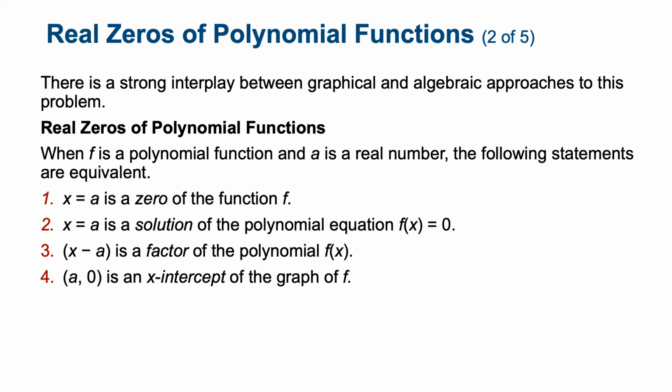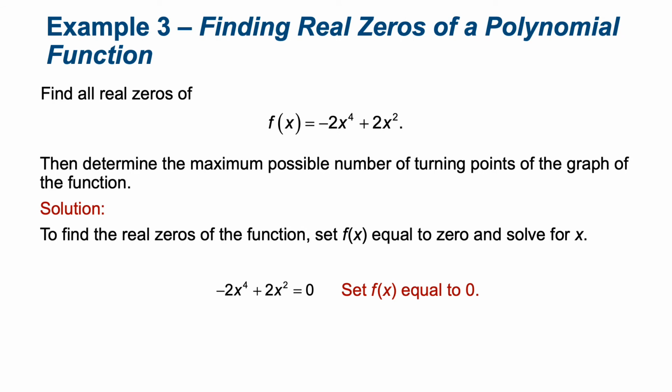It's all connected. Okay, so example 3. Let's find the real zeros of f of x is equal to negative 2x to the 4th plus 2x squared. Then let's determine the maximum number of turning points of the graph of the function. Okay, so if we want to find the real zeros, let's set f of x equal to 0 and solve for x. So we set that equal to 0.